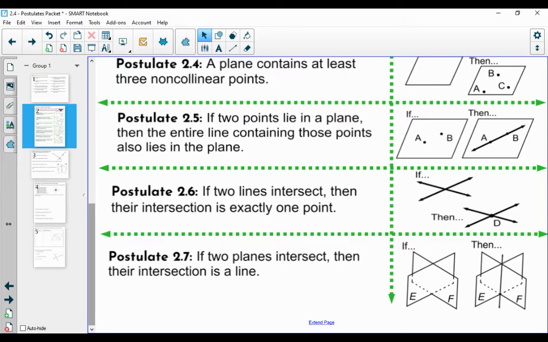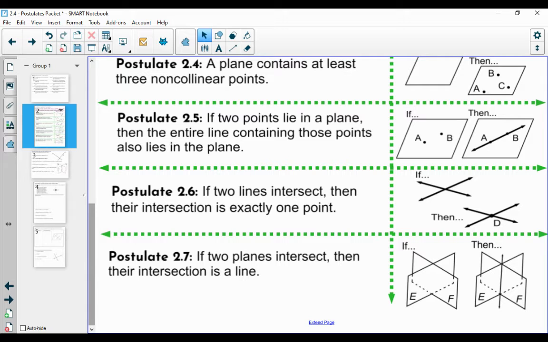So again, maybe some of these feel kind of new to us, but in theory, these are things that everyone who knows geometry accepts as true without proving them. So even though they're new, you probably were kind of familiar with these ideas already.